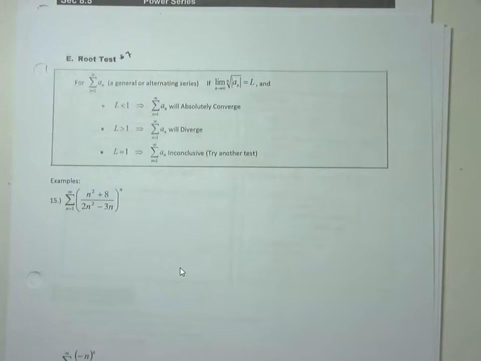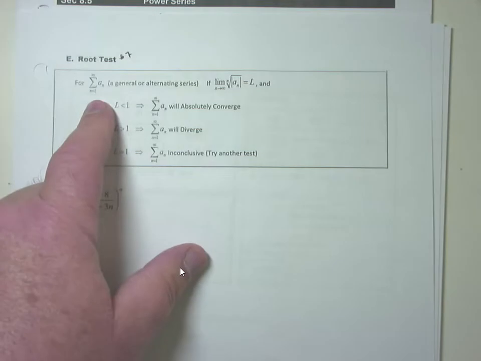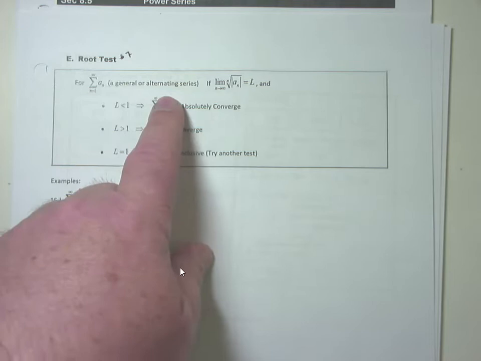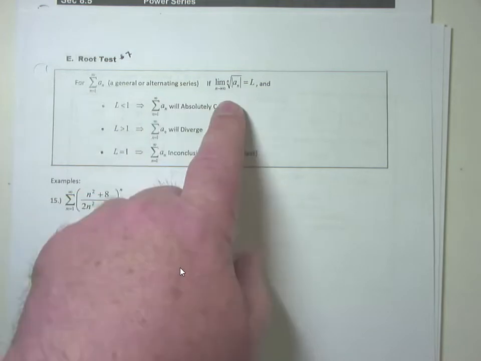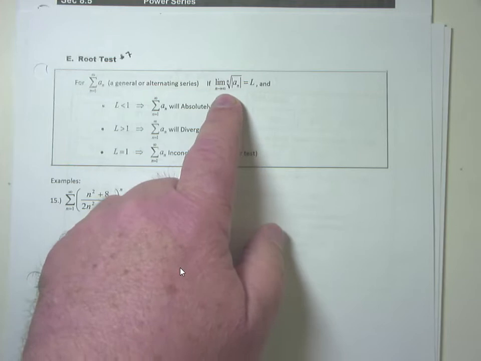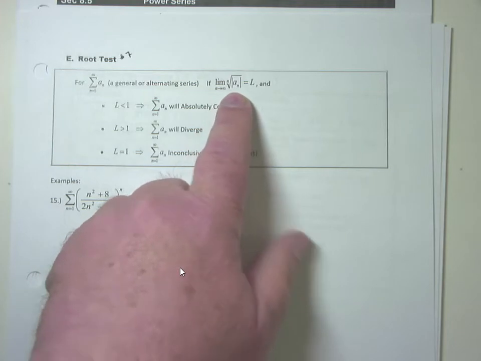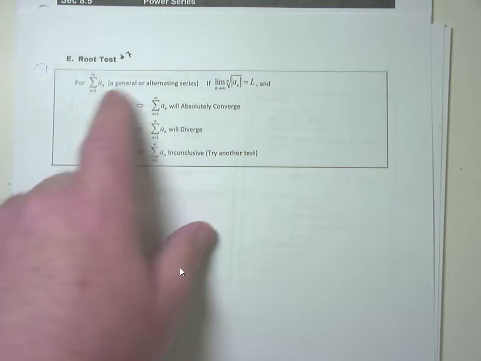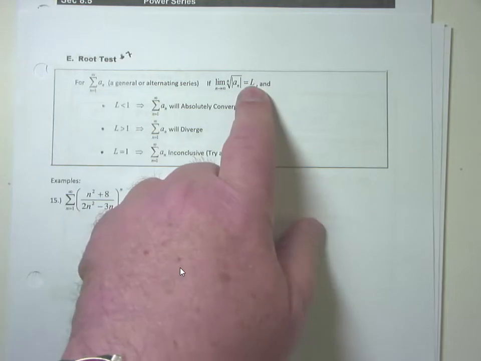And it's very basic, and it says this, and you can see the connection between the root test and the ratio test. You've got a series, the sum as n goes from 1 to infinity of a_n. It's either a general or alternating series. And what you're going to do now is take the limit as n approaches infinity of the nth root of the absolute value of the sequence part of your series. And you're going to get an L number when you do this.